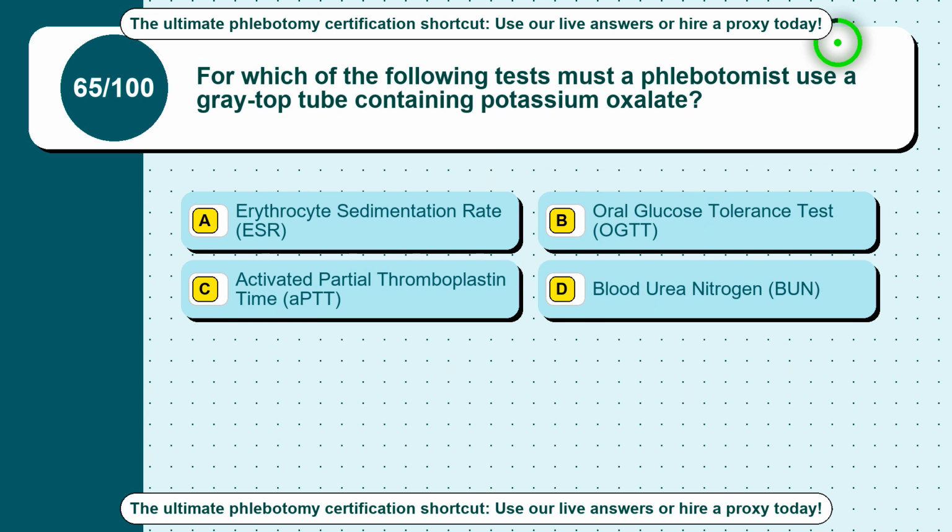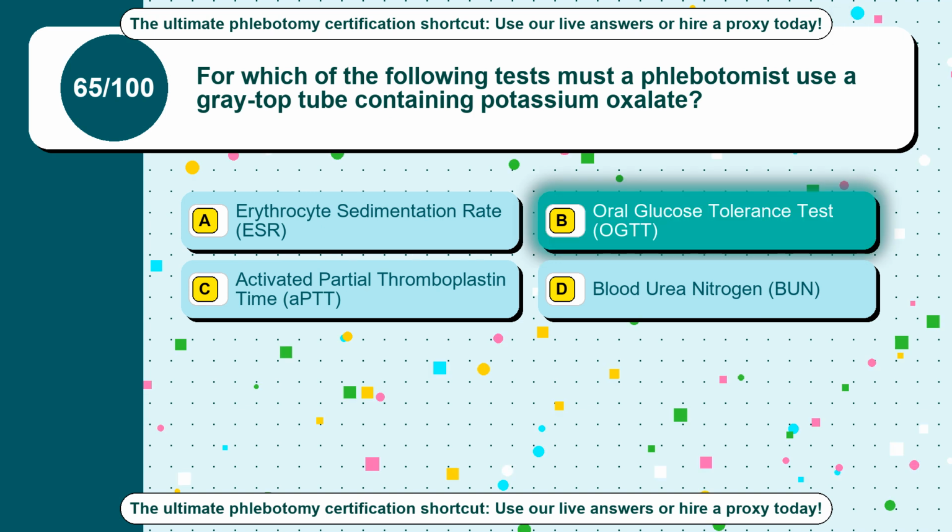Question 65. For which of the following tests must a phlebotomist use a gray top tube containing potassium oxalate? Option A. Erythrocyte sedimentation rate, ESR. Option B. Oral glucose tolerance test, OGTT. Option C. Activated partial thromboplastin time, APTT. Option D. Blood urea nitrogen, BUN.